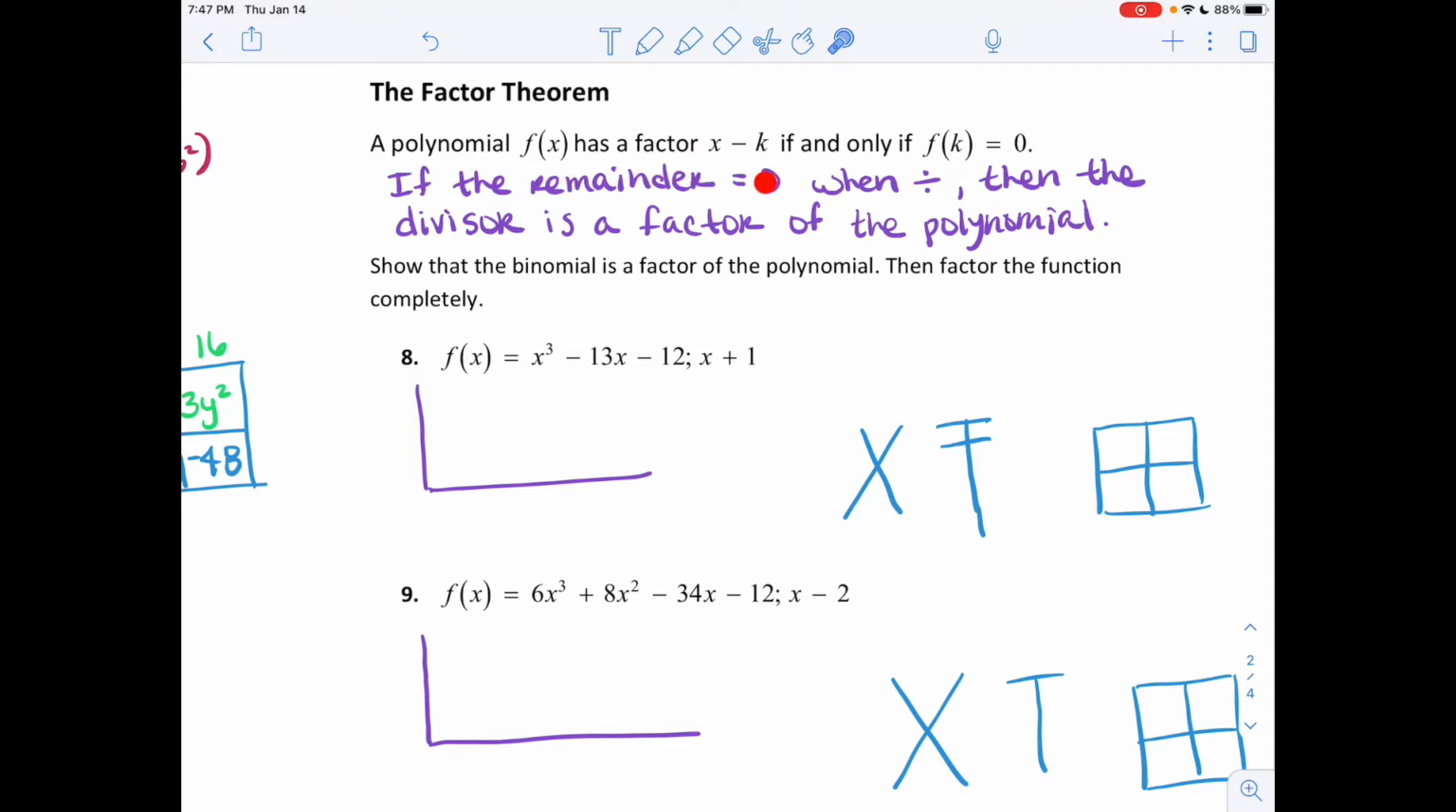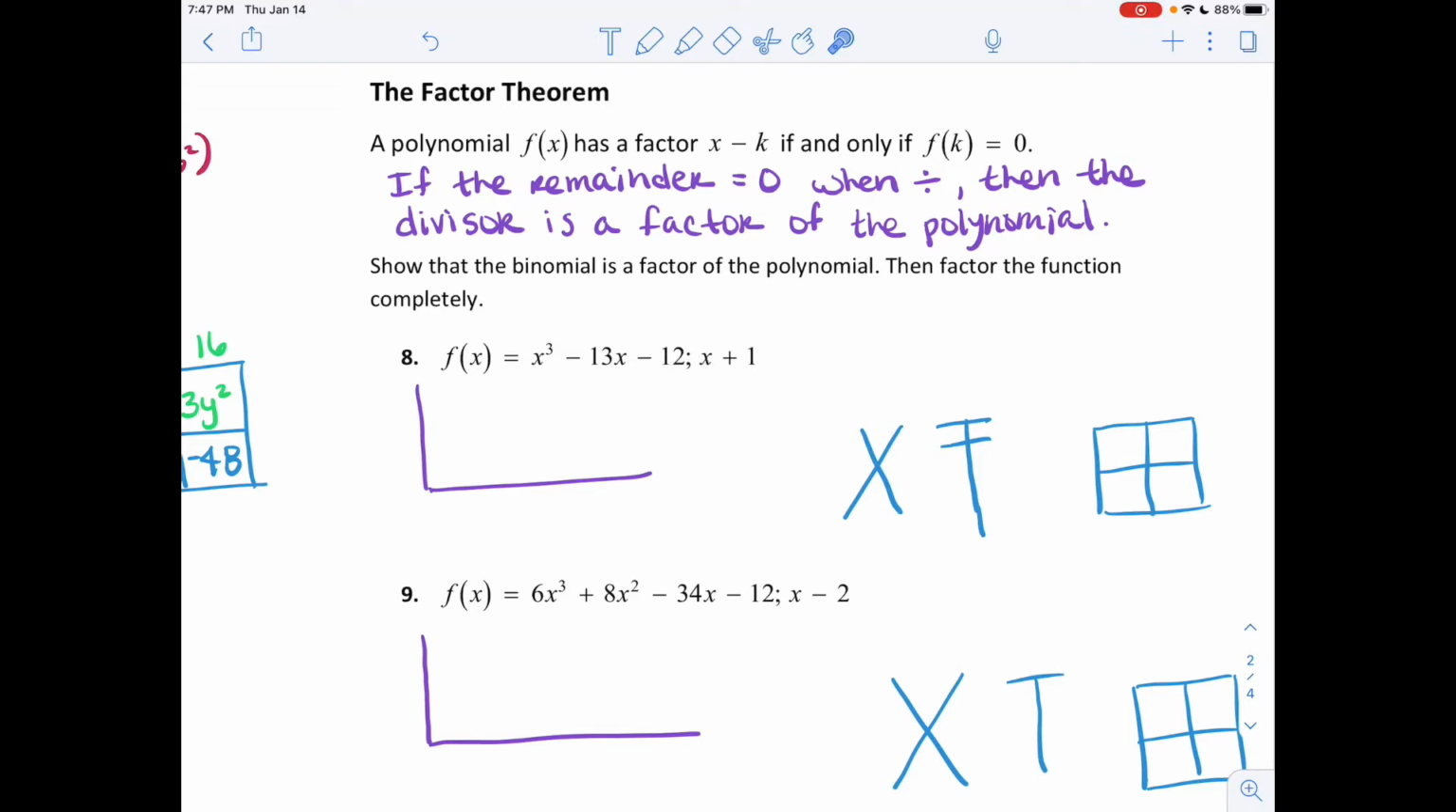If the remainder is 0 when dividing, so if we get that r value equal to 0, then that means that the divisor, this thing that we just divided by, for example x plus 1, is actually a factor of the polynomial, and we can use that to help us with our factoring. So let me show you how this works.